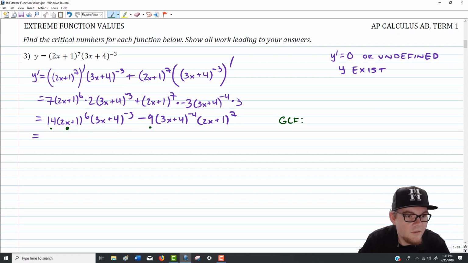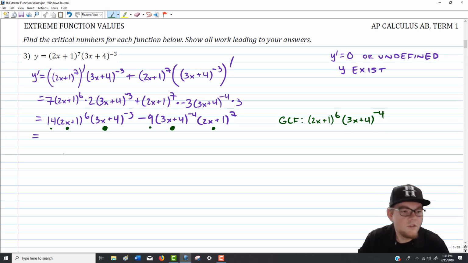Next we look at 2x plus 1s. We want the smaller power every single time. That's going to be 2x plus 1 to the 6th. And then finally, we've got 3x plus 4 to the negative 3 and negative 4. We want the smaller power, which in our case is going to be to the negative 4. So there's our GCF. That means we can pull it out in front.